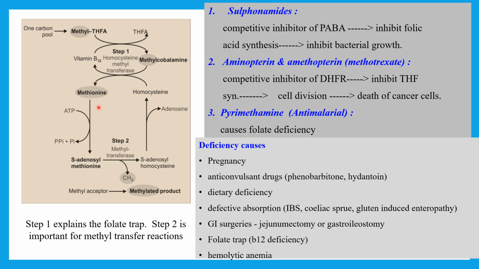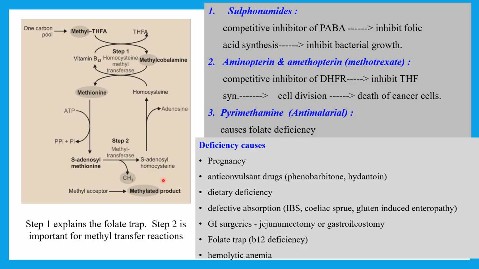This methionine is converted into S-adenosyl methionine, which is the active form of methionine. With the help of ATP, an adenosyl group is added here. Then S-adenosyl methionine is converted into S-adenosyl homocysteine with the release of one methyl group, with the help of the enzyme methyl transferase. This methyl group is taken up by a methyl acceptor, in the form of various intermediates like creatine and epinephrine, etc. So the methyl acceptor can be converted into the methylated product.